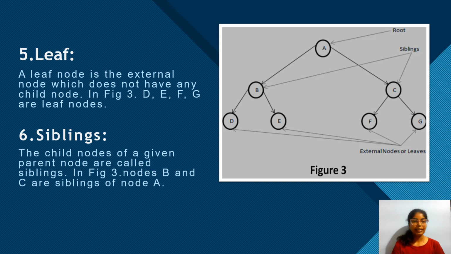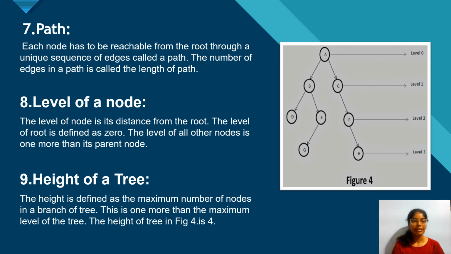Fifth, leaf. A leaf is an external node which does not have any child node. This figure represents figure 3 where D, E, F and G are the leaf nodes. Sixth one comes the siblings. The child nodes of a given parent node are called siblings. In this figure, nodes B and C are siblings. Seventh one, path. Each node has to be reachable from the root through a unique sequence of edges called a path. The number of edges in a path is called the length of the path.